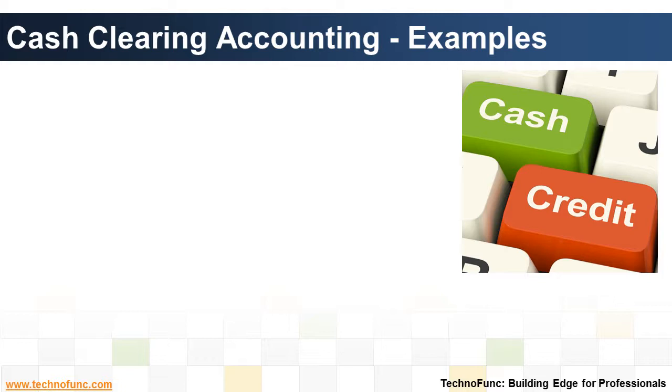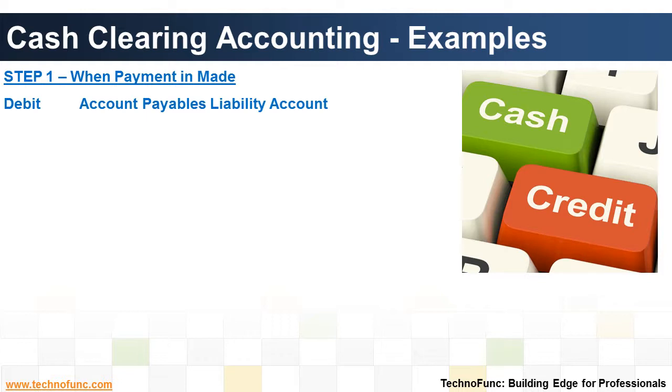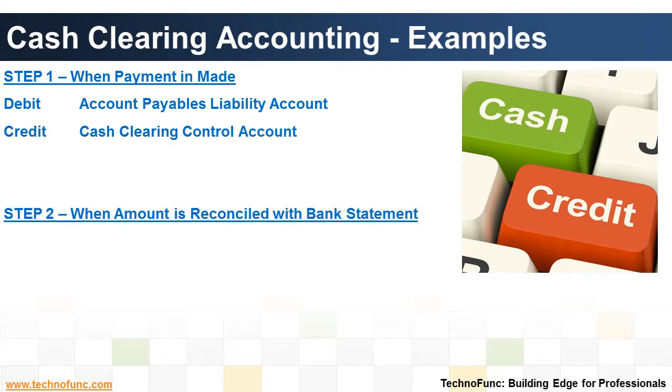Cash clearing accounting examples. Cash clearing accounting for cash or bank transactions is a two-step process. Step 1. When the payment is issued and posted, the accounts payable liability account is debited and the cash clearing control account, as opposed to the actual cash account, is credited for the payment amount. Step 2. Later, when the cash clearing request is processed, a pair of balanced accounting entries are created to clear the net cash amount of the issued payment for each payment that has been reconciled.